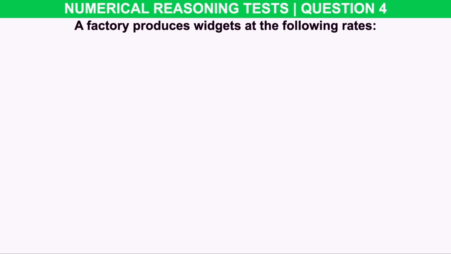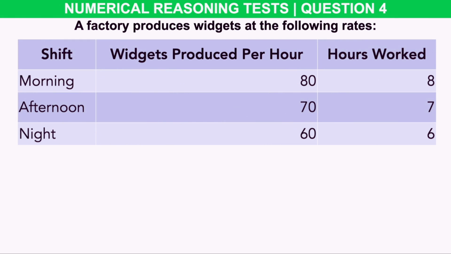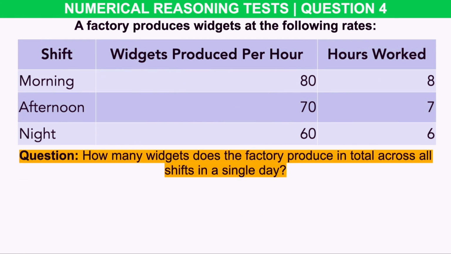Here is the question. A factory produces widgets at the following rates. Here are those rates in a table. And the question is this: how many widgets does the factory produce in total across all shifts in a single day? Now, you've got 10 seconds to answer this. Let me know your answer in the comment section below the video, where I'll get back to you and mark the answer for you. Your 10 seconds starts now.